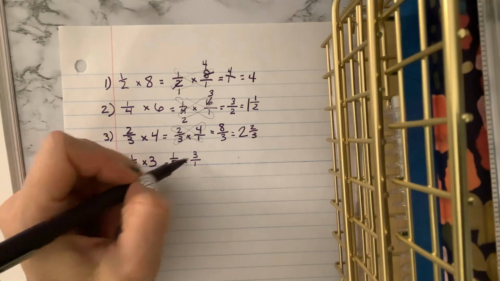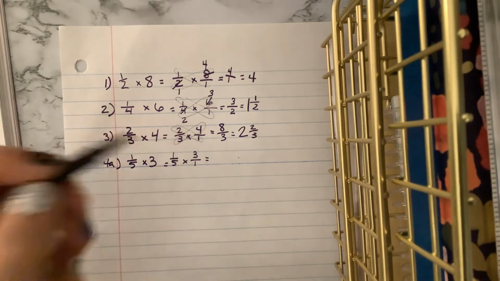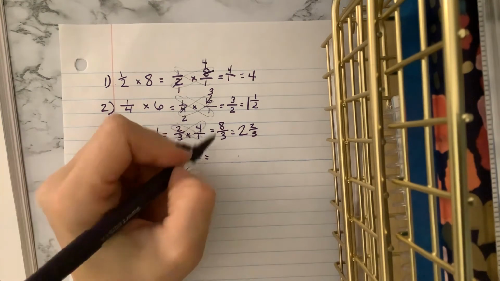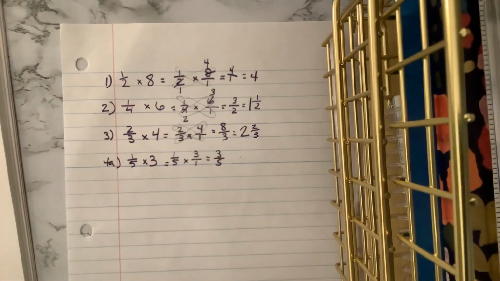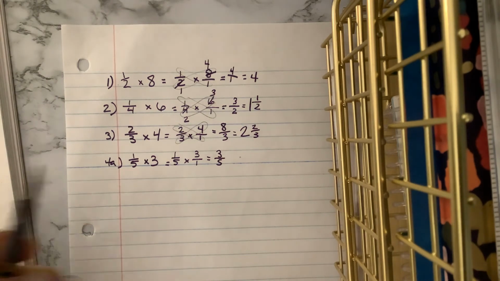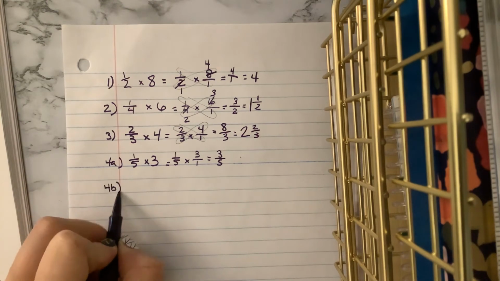Now we look at our diagonal pairs. We cannot simplify. They only have a factor of 1 shared between them. So now we multiply across. 1 times 3, 3. 5 times 1 is 5. So 3/5. Step 4 says make proper or simplify. This already is proper and already is simplified. So we're done. Our answer is 3/5.